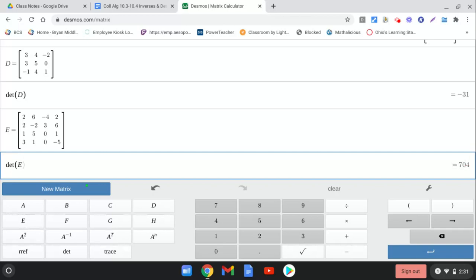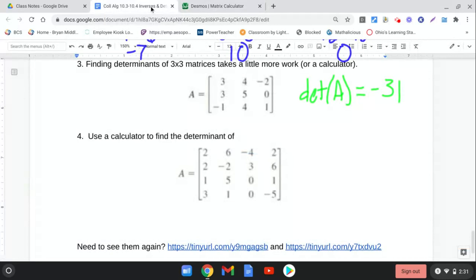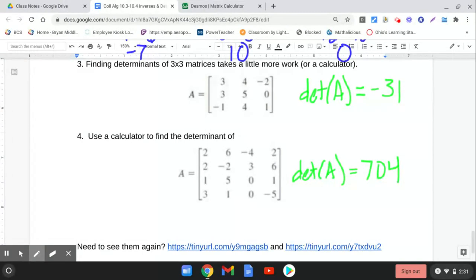So again, determinants are only for square matrices, and we can just use Desmos to find them very quickly. So now we know that the determinant of this matrix is 704. And in lesson 7.5, we'll see some applications of all of the stuff we've talked about today.